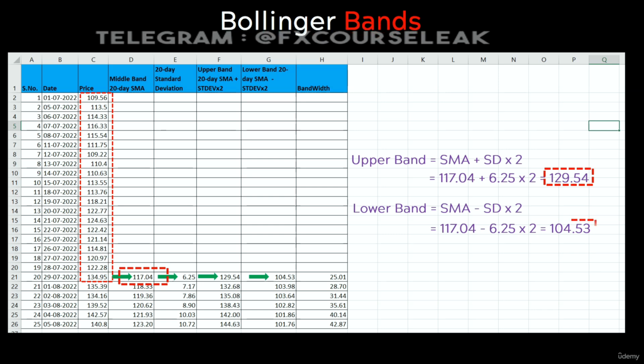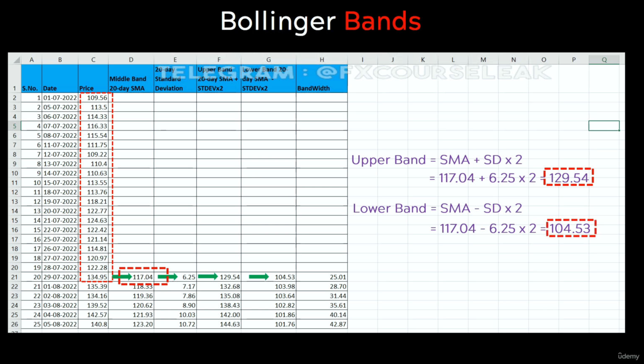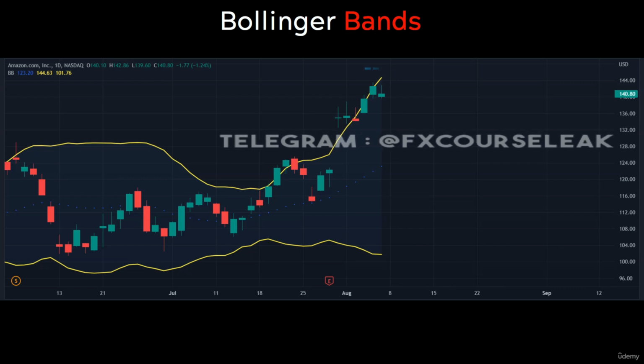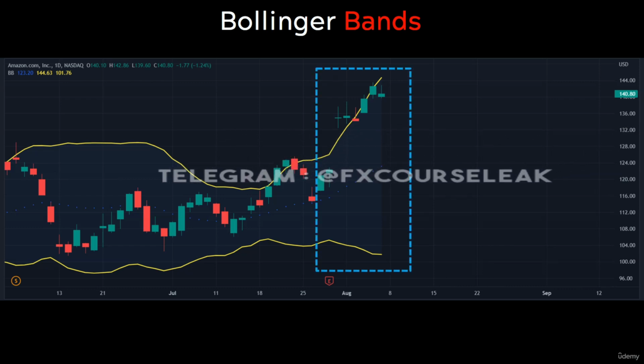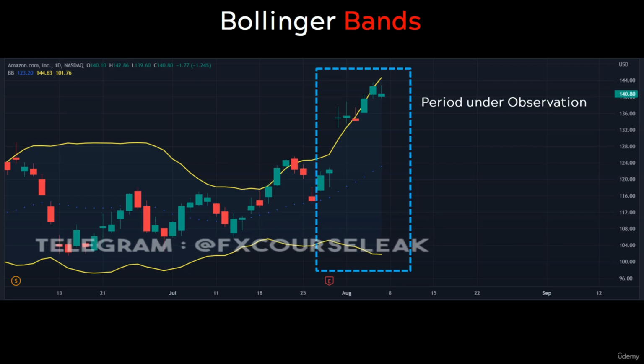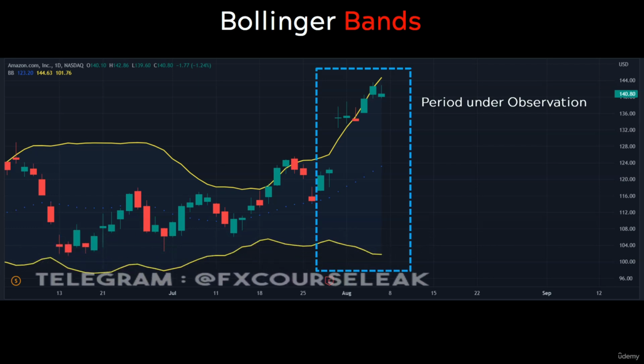Similarly, we will find for next dates, which you can see in this Excel sheet. Finally, join all the upper band points to get the upper band of Bollinger Band. Similarly, join moving average points and lower band points respectively to get the full Bollinger Band on the chart like this.